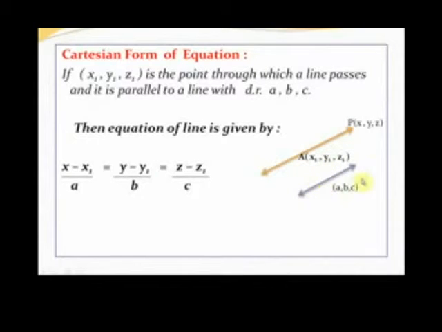And we have another line which is parallel to this yellow line, and the direction ratios of this line are a, b, c. Then the equation of this yellow line would be (x minus x1) divided by a equal to (y minus y1) divided by b, that would be equal to (z minus z1) by c. Now why is this? Because the direction ratios of the segment AP would be x minus x1, y minus y1 and z minus z1, and these two lines are parallel to each other. So the direction ratios of this line would be proportional to the direction ratios of this line. Thus (x minus x1) by a would be equal to (y minus y1) by b, and that would be equal to (z minus z1) by c.